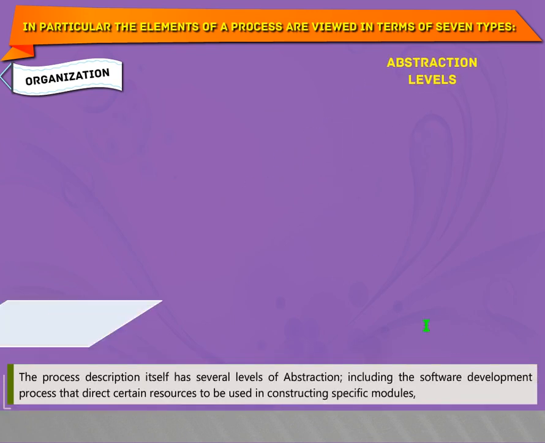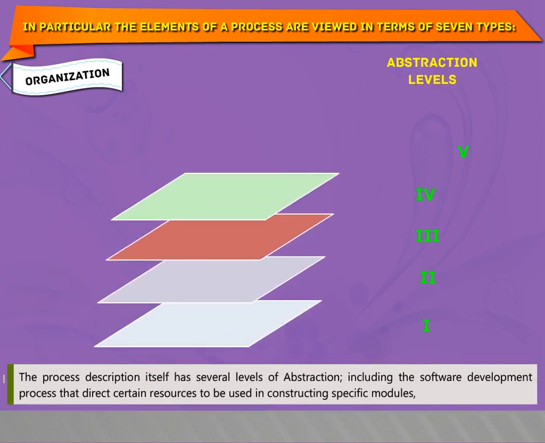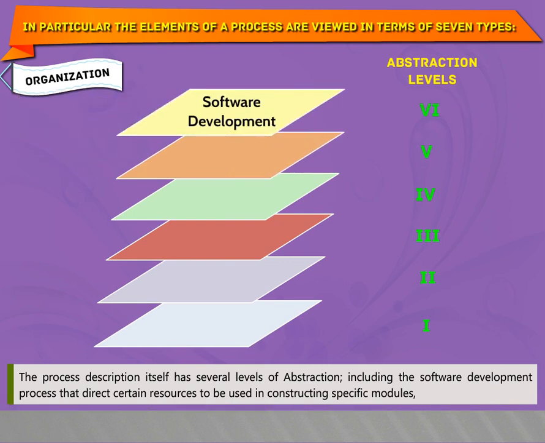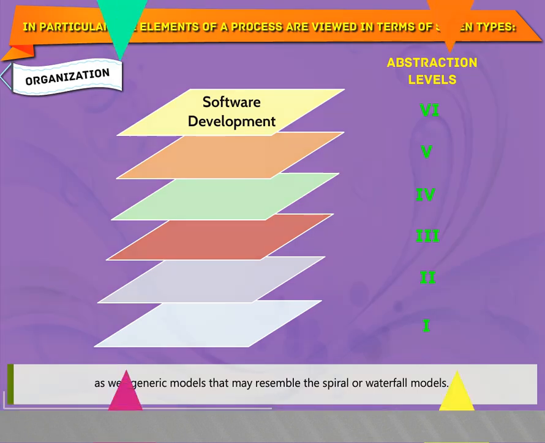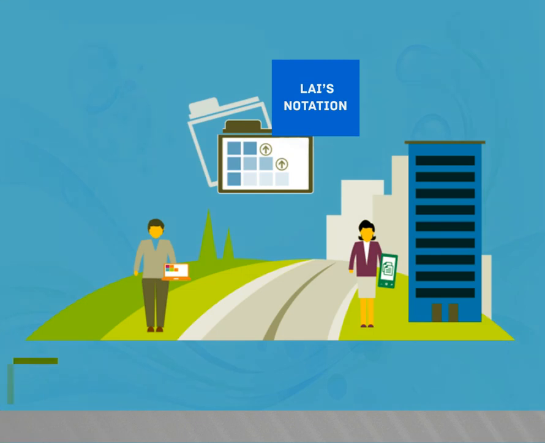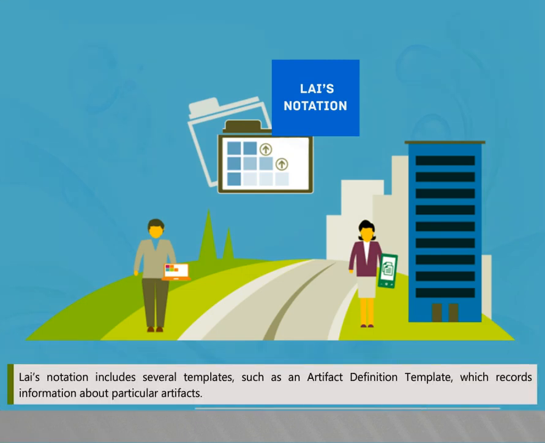The process description itself has several levels of abstraction, including the software development process that directs certain resources to be used in constructing specific modules, as well as generic models that may resemble the spiral or waterfall models. Lai's notation includes several templates such as an artifact definition template which records information about particular artifacts.